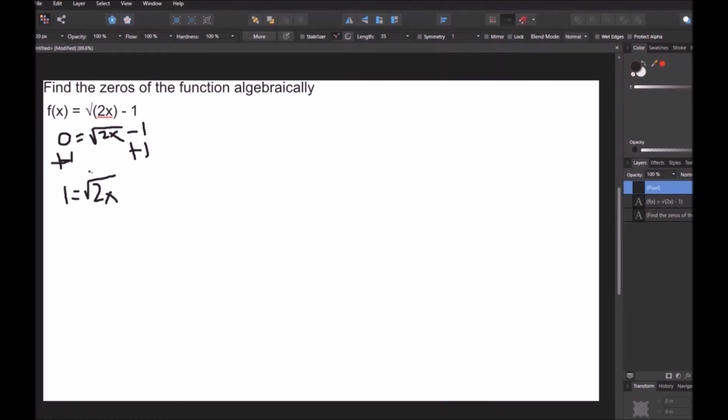Now in order to get rid of the square root, I'm going to have to square. So I'm going to raise the square root of 2x to the second power, and I'm going to square 1 as well. 1 squared is 1, and for the square root of 2x squared, the square root and the squared cancel out, and I have 2x. Then I divide by 2, and I have my zero at x equals 1/2. And that's your answer for that one.